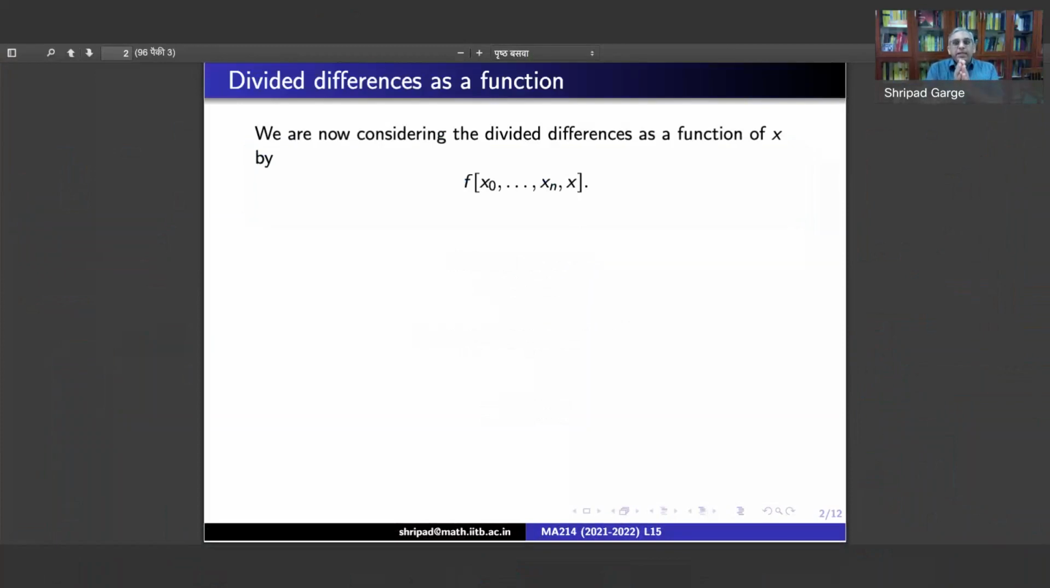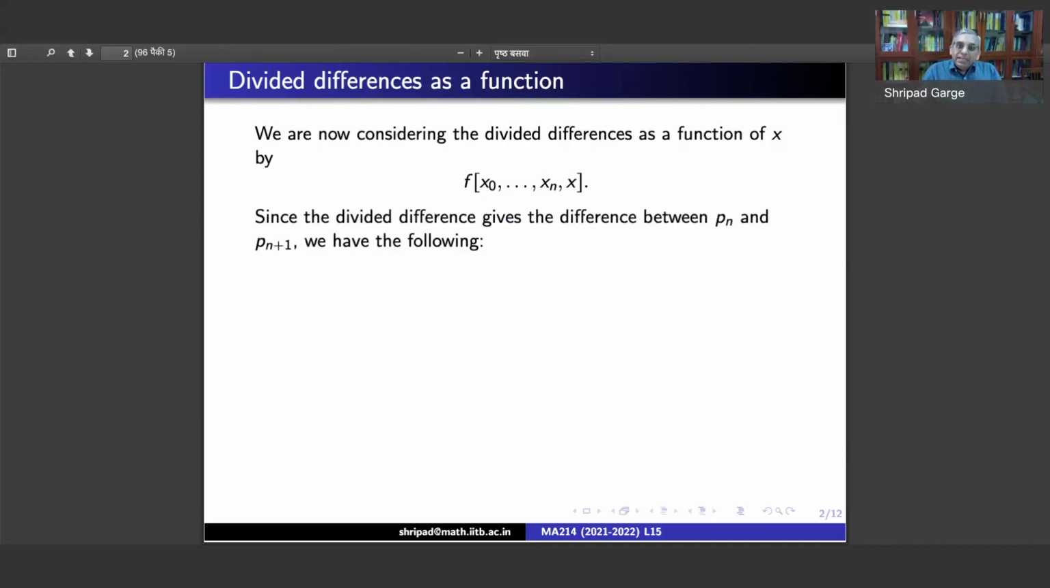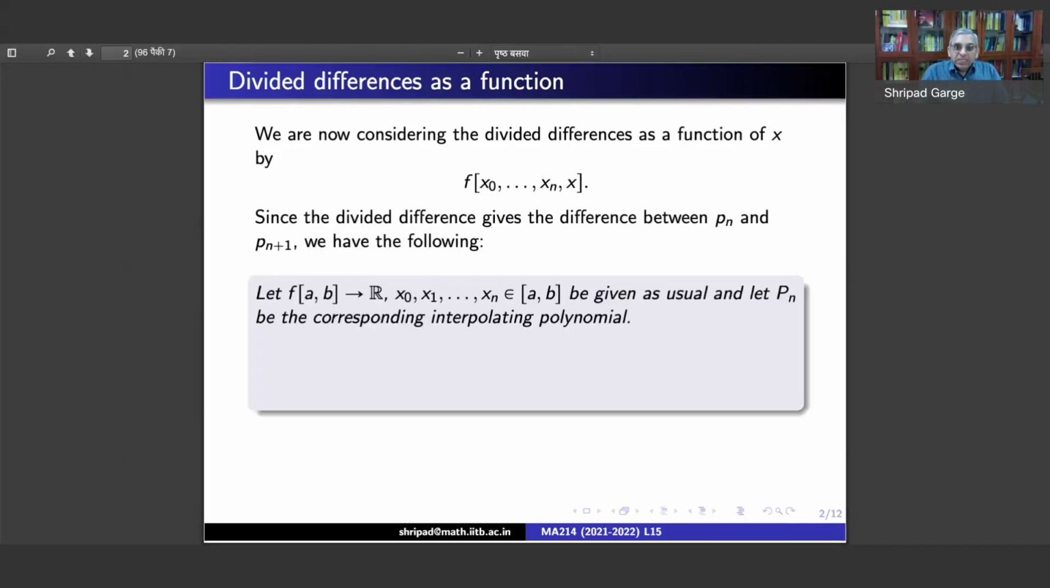We remember we had defined, even when the xi could be repeated, the value of the divided differences. And of course, if x is different from each of these xi's, then we know how to define the divided differences. So we have actually defined the divided differences where the last particular node can be any real number. And so we have a function.